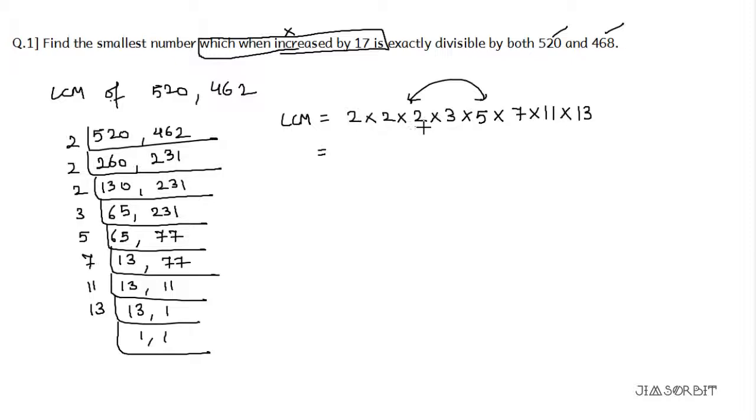So 2 to the 4. Okay, 4 3s are 12. 12 7s are 84. Now 84 into 13 we will do. Fine. So this will give us 252 and 840. So 1092. And still 11 is left.